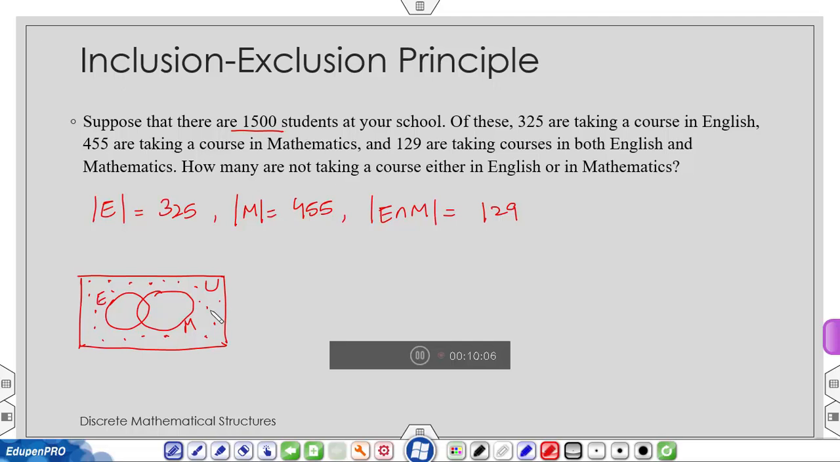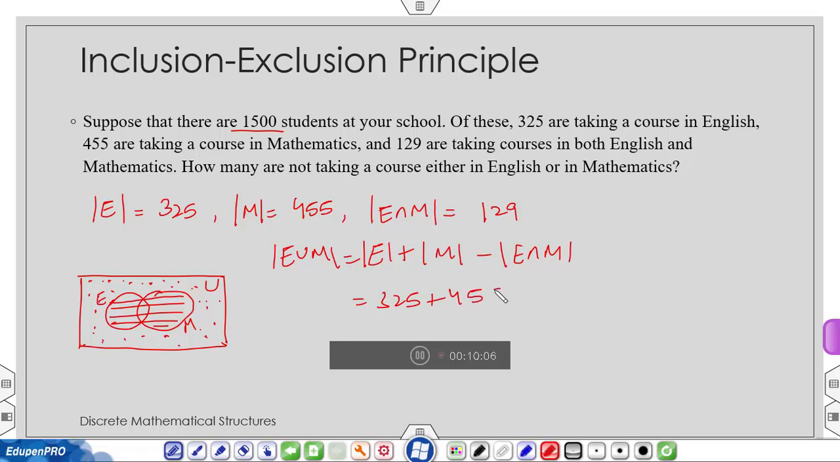So to calculate this outer area, we first need to calculate the union of E and M. That will give us this shaded area. Then we will subtract E union M from the total number of students and we will get this dotted area. So E union M will be E plus M minus E intersection M. So that is 325 plus 455 minus 129. So calculating this, 651.